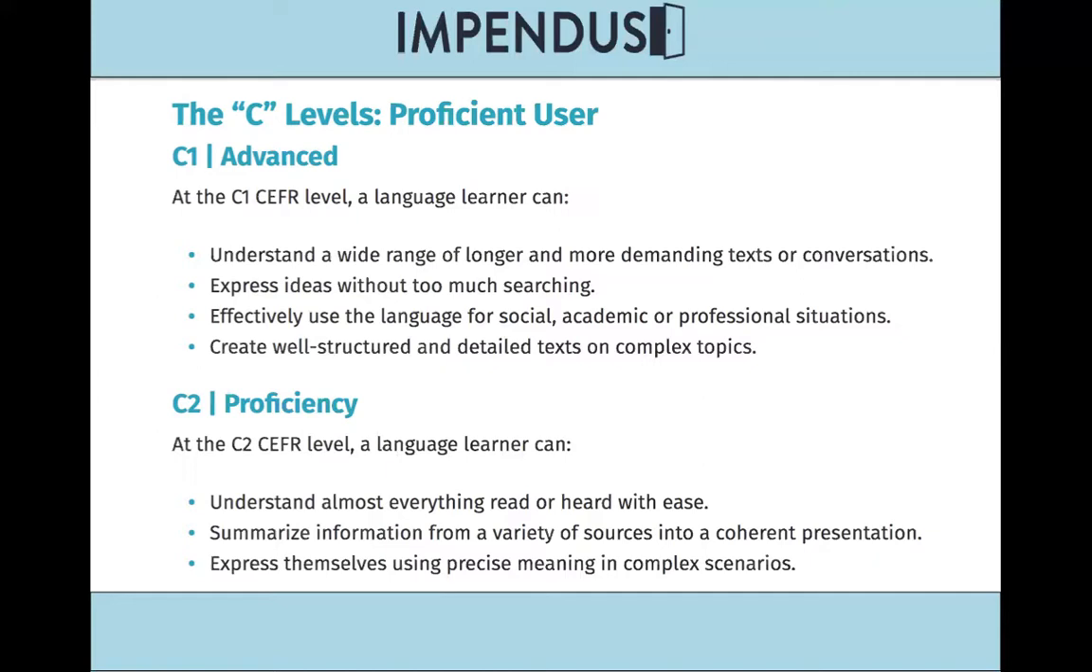At the C2 proficiency level, a language learner can understand almost everything read or heard with ease. They can summarize information from a variety of sources into a coherent presentation, and they can express themselves using precise meaning in complex scenarios.